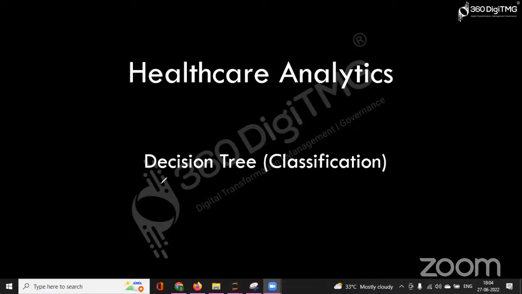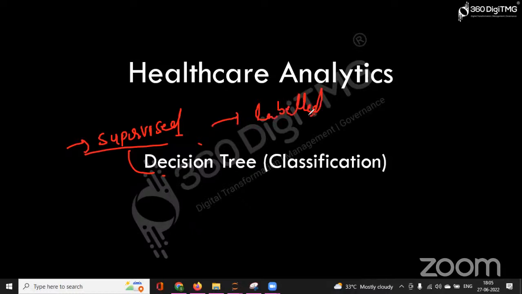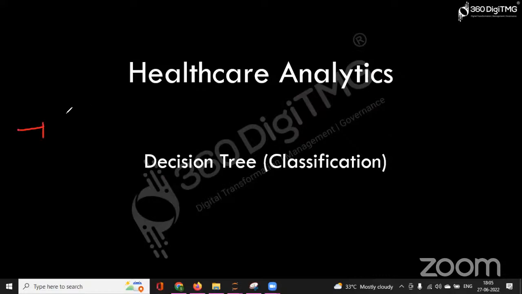So what is a decision tree algorithm? Decision tree is a supervised algorithm. That means we will be having labeled data in our data frame, a labeled column, or you can say a target column, when it comes to decision tree. We can apply the same decision tree algorithm for both classification as well as regression.